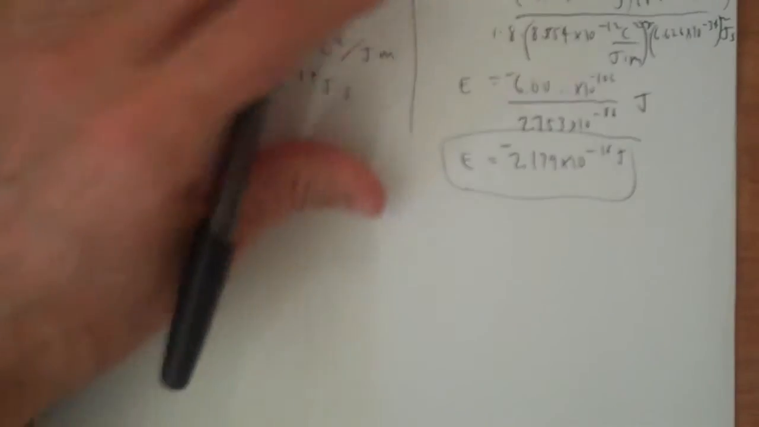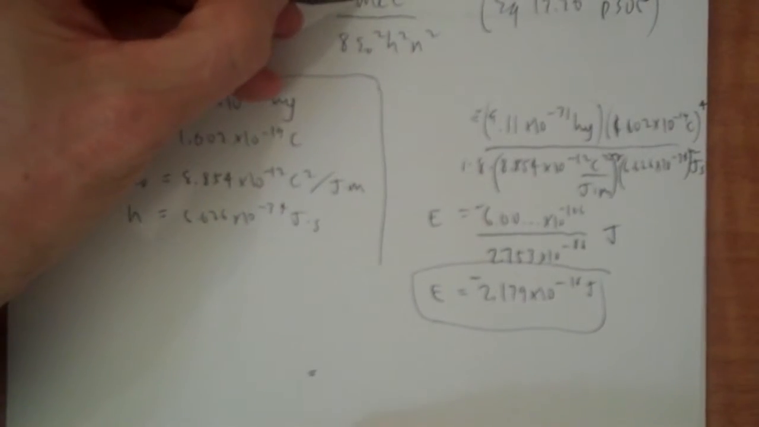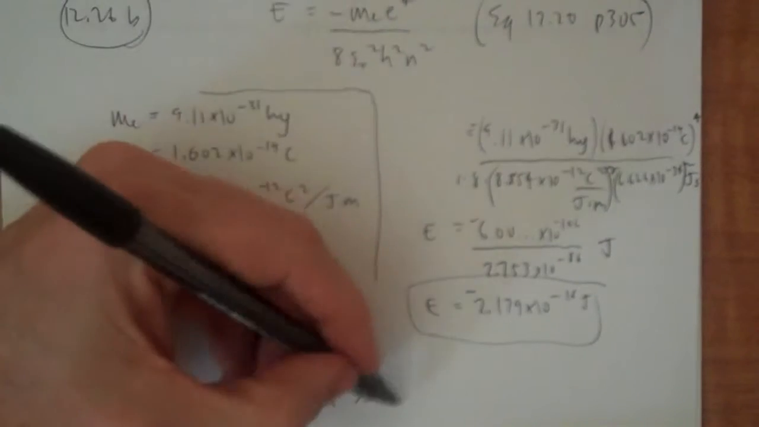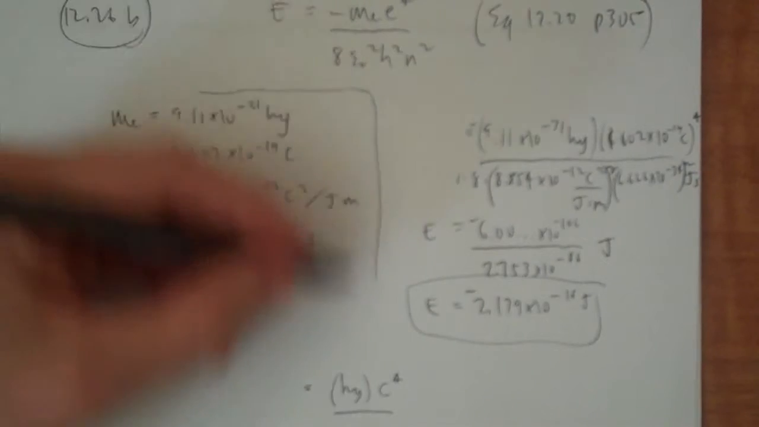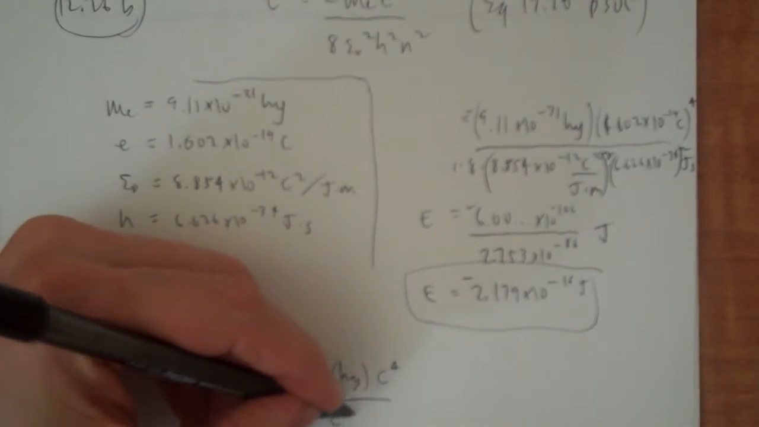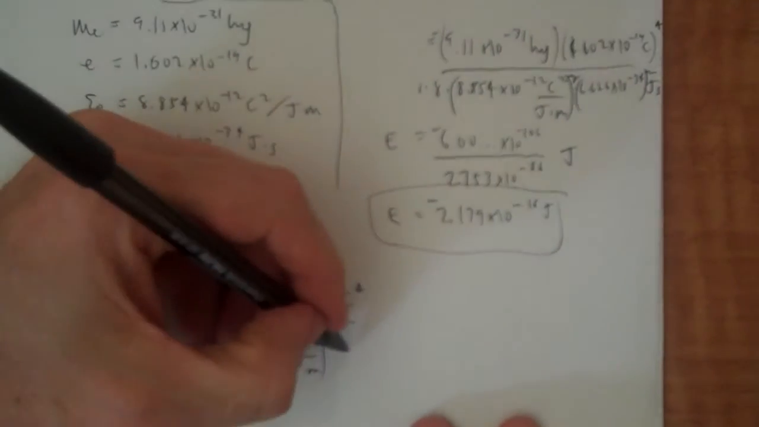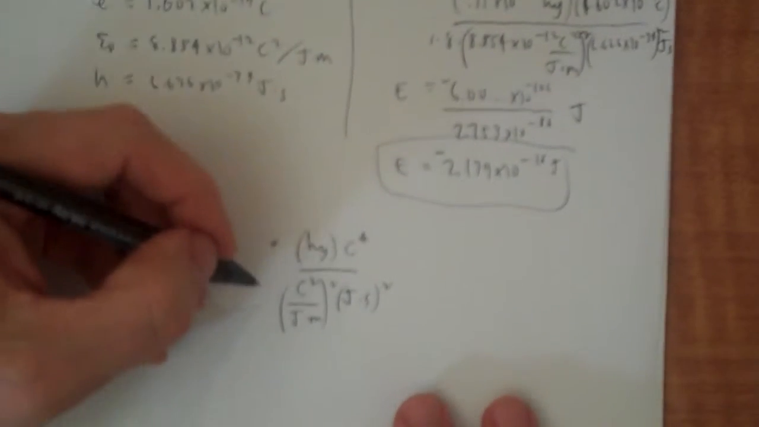Now let's prove it to ourselves real quickly, since this is such a short video. Let's take this equation and bring it down here. What are the units of the mass of an electron? Kilograms. What are the units of the charge? Coulombs raised to the fourth. What are the units of 8? That's dimensionless. The units of the permittivity of free space are coulombs squared over joule meters squared. Planck's constant is joule seconds squared, and n is also dimensionless.